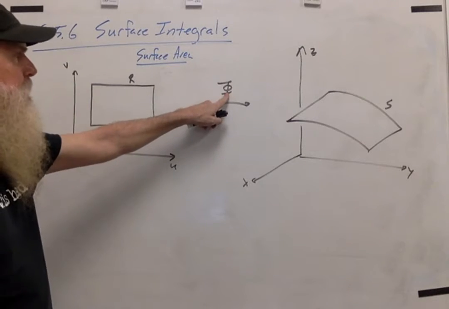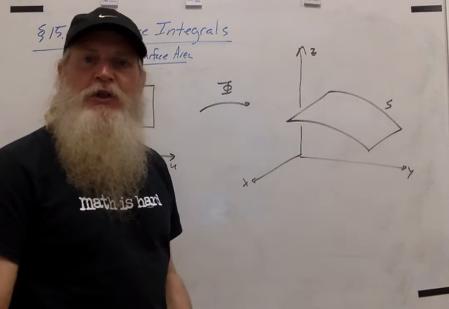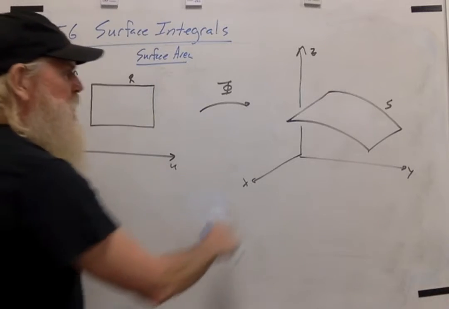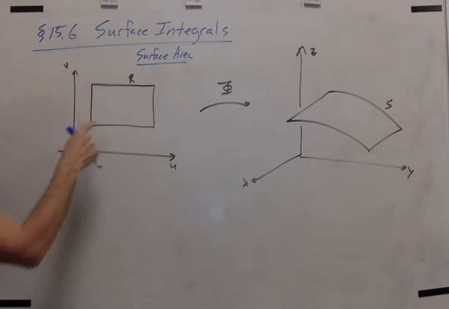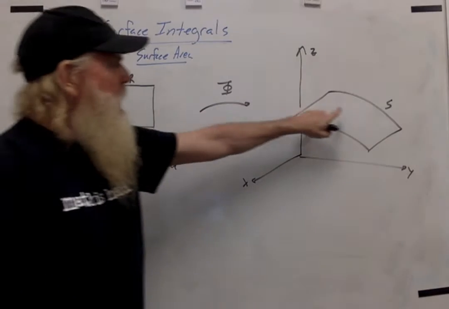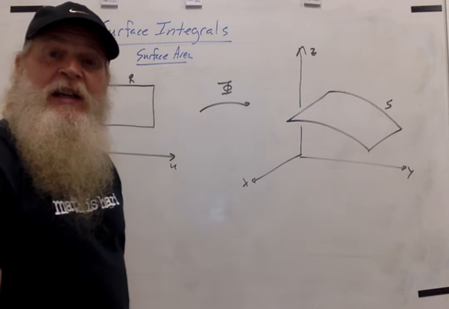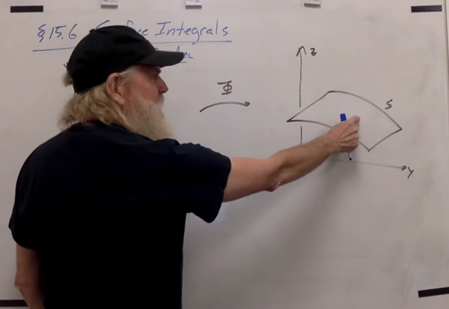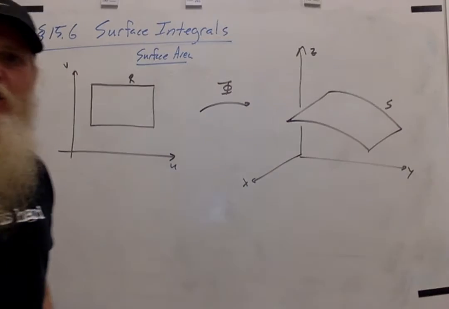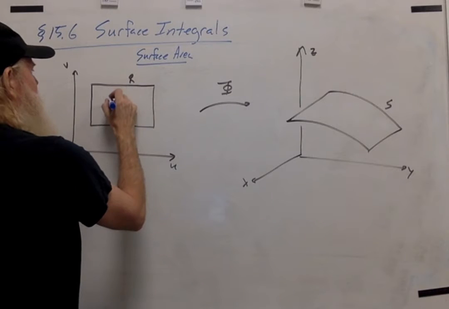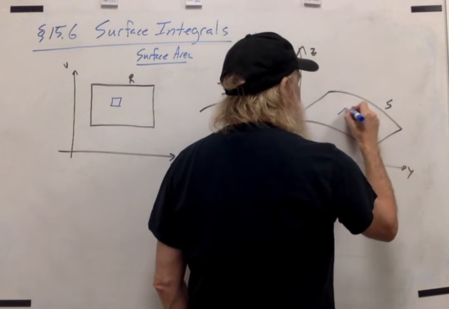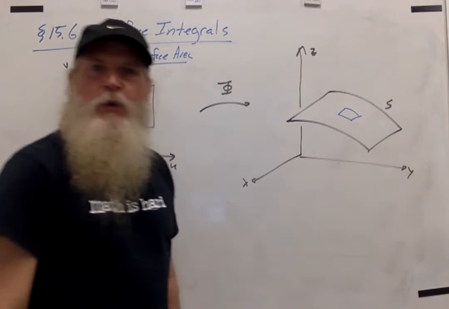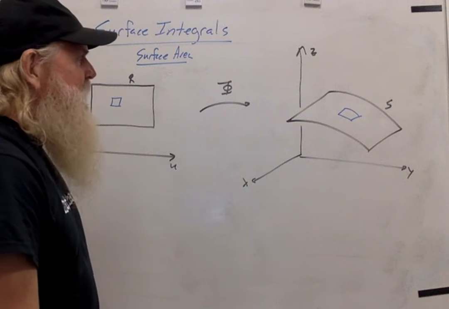So let's suppose that phi is a parameterization of some surface in space. So the surface lives in XYZ space, and we're parameterizing that using some region R in the UV plane. So points in R get mapped over to points in S. What I'd like to do is figure out how areas in S compare to areas over in R. So we might think about taking a very small rectangle here and seeing what it maps over to here. And I'd like to figure out what the magnification factor is in terms of areas.